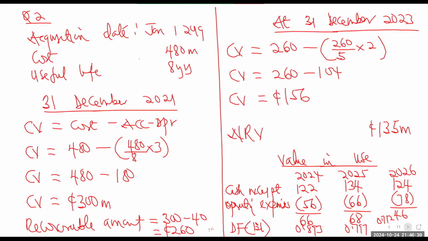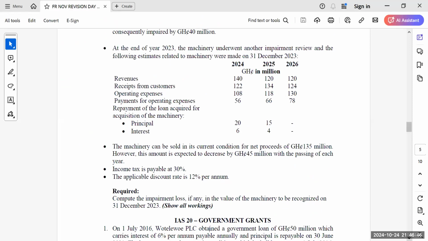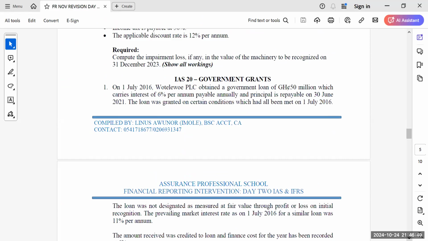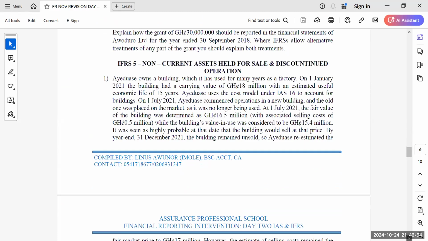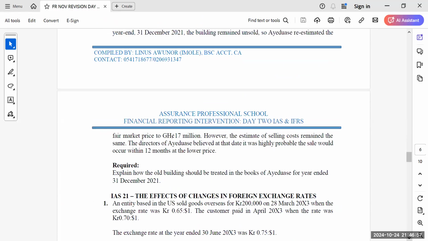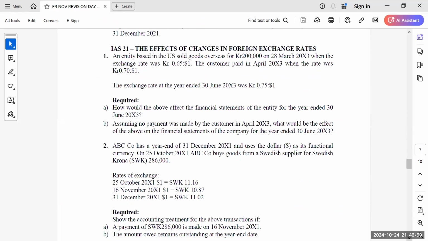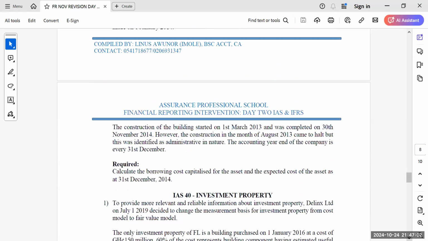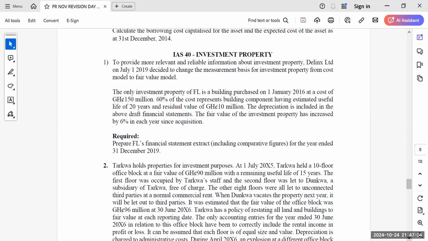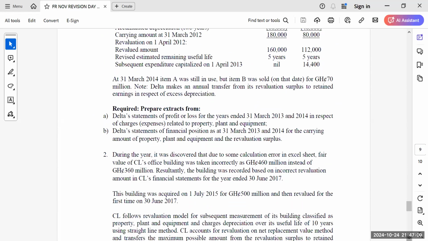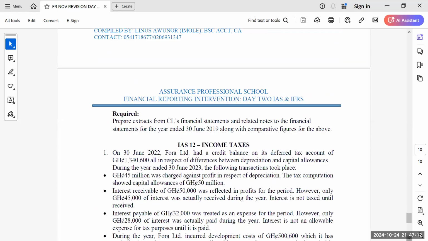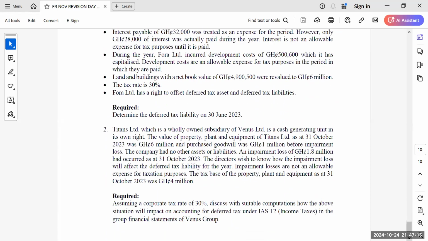Okay, we have 14. Please let me solve one question on deferred tax. Okay, let's solve a new question on deferred tax. Government grants, we have solved both questions already. Non-current asset held for sale, we have solved that question already. The effect of the exchange rate, we can try that one. Borrowing cost, investment property, the PPE over here, but we can actually arrange and come and discuss some of them. But let me solve this question on income tax for you.